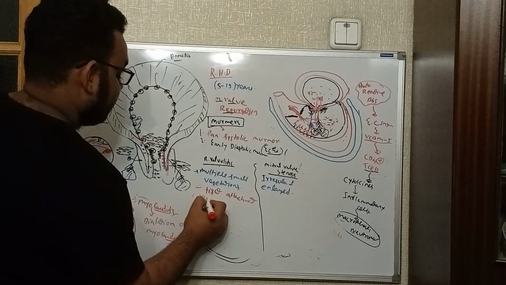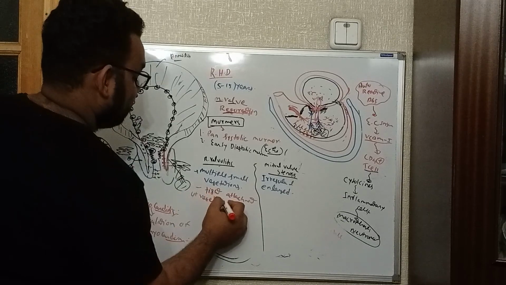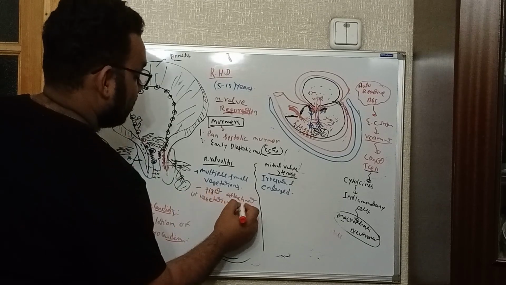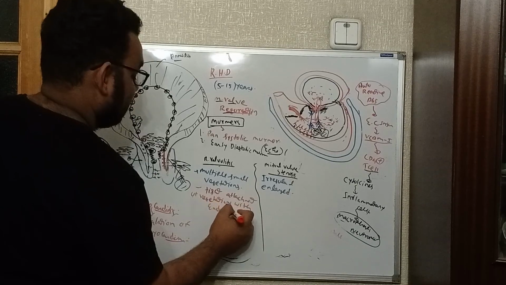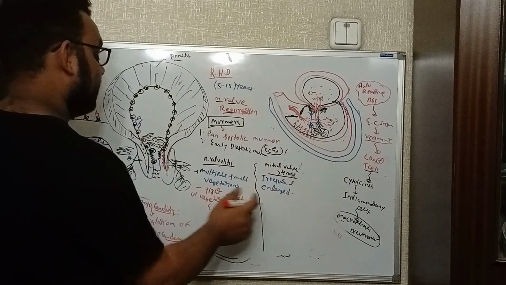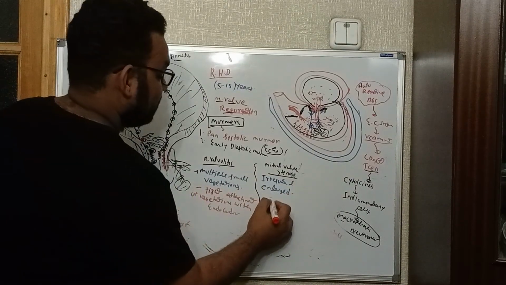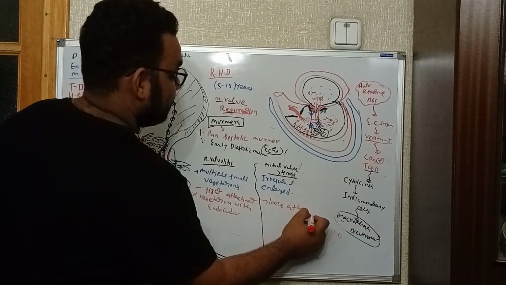Vegetations with the endocardium we can see over here. But if we talk about mitral valve stenosis, there we will see the vegetation will be loosely attached. We will see the loose attachment over here.